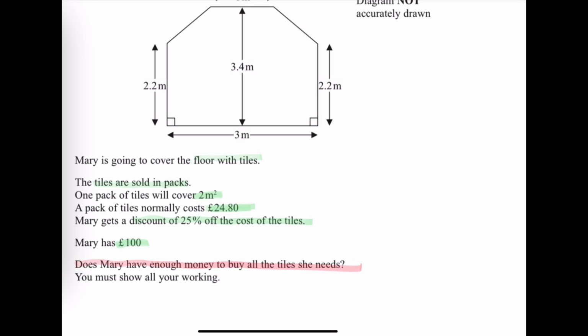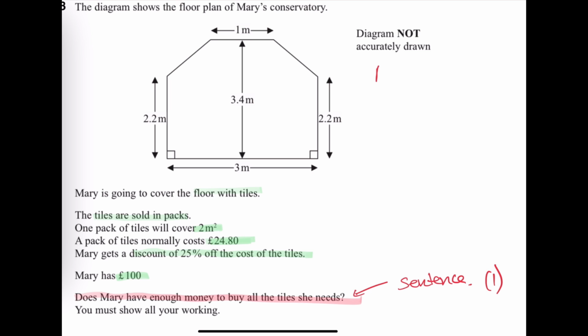As you can see, we need to answer a question at the end, so make sure you have a sentence at the end to completely answer and give your reasoning as to why, because 1 mark will always come for that sentence over here. So let's try. First thing that we need to do is get the area, to see how much area she needs to cover.